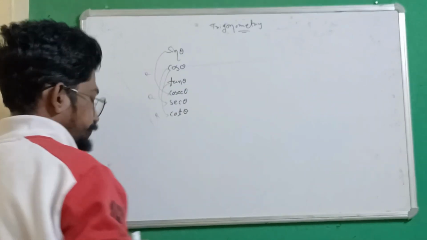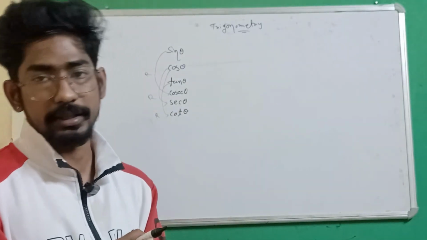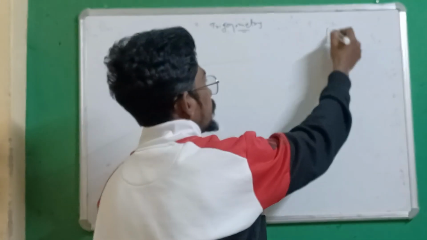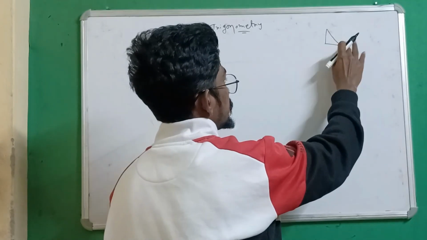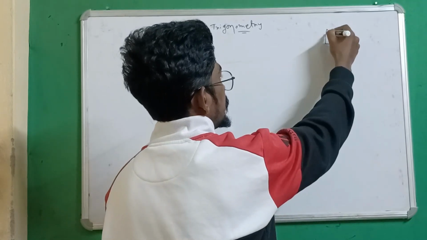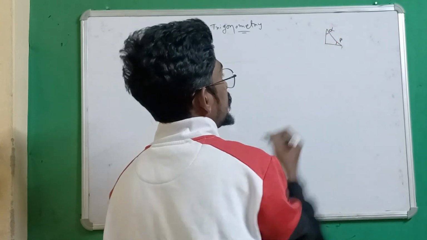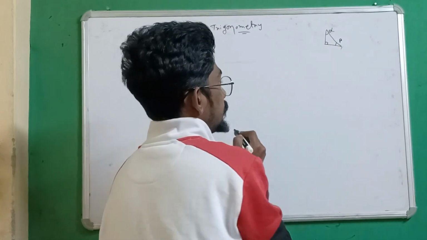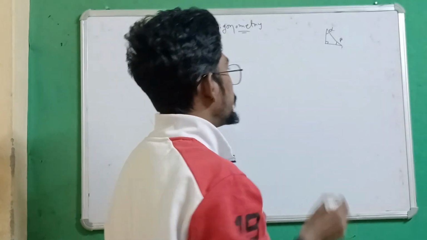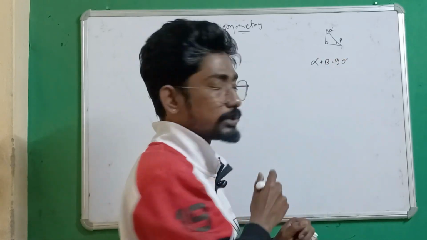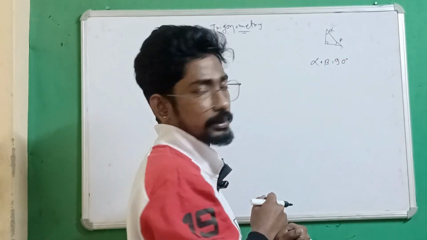Now, there is also a thing called complementary angles. What are complementary angles? If a right angle triangle is there, and this is the angle alpha, this is the angle beta, and this is 90 degree, then alpha plus beta is equal to 90 degree. When the summation of angles is equal to 90 degree, they are known as complementary angles.